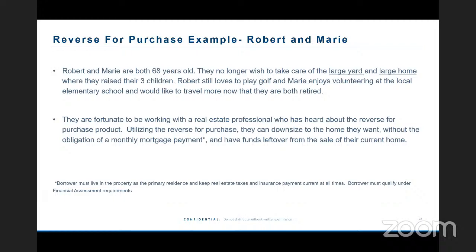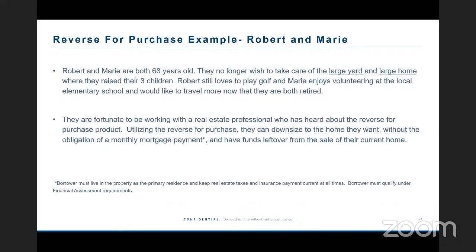Our next example is Robert and Marie. Robert and Marie are both 68 years old. They no longer wish to take care of the large yard and large home where they raised their 3 children. Robert still loves to play golf, and Marie enjoys volunteering at the local elementary school and would like to travel more now that they're both retired. Robert has his eye on a community where there are several golf courses nearby, but Marie is not comfortable with taking on a new mortgage payment or taking extra funds from their investment accounts in order to purchase a home.